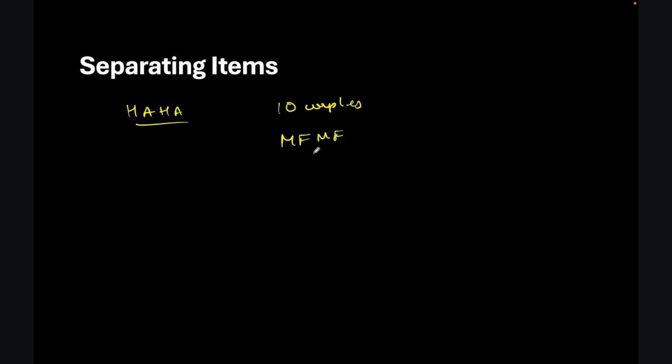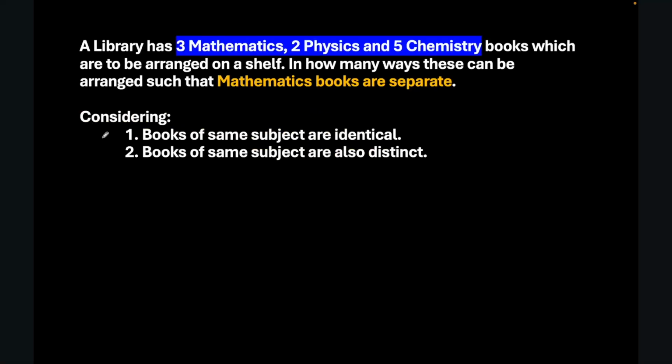Without just conceptually explaining a lot of things, let's just do it with the question. Again, same situation as the previous question of bundling type. We have 3 mathematics books, 2 physics, 5 chemistry. They're to be arranged on a shelf. How many ways can this be done if only mathematics books are separate? So mathematics books are to be separate. They cannot be together.